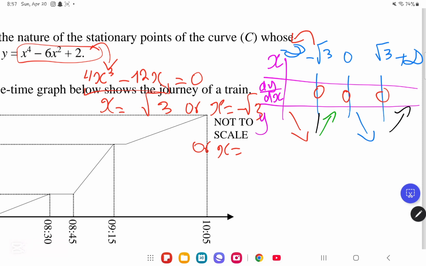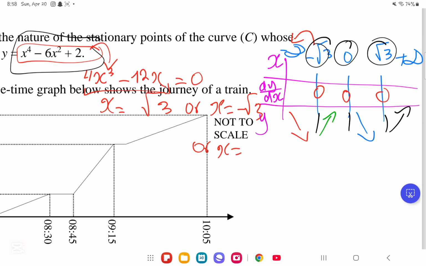Now, usually over here, what we would do is take these values, so minus radical 3, 0, and radical 3, and substitute them in this equation. For example, if you put minus radical 3 to the power of 4 minus 6 times minus radical 3 to the power of 2 plus 2, you will get an answer of minus 7. So over here, you will put minus 7.